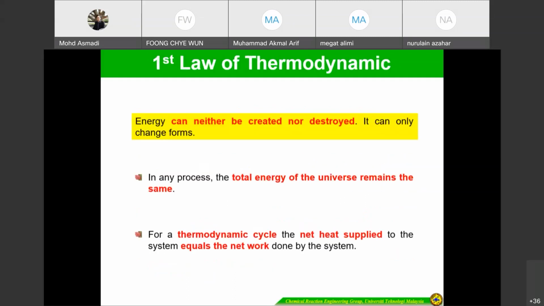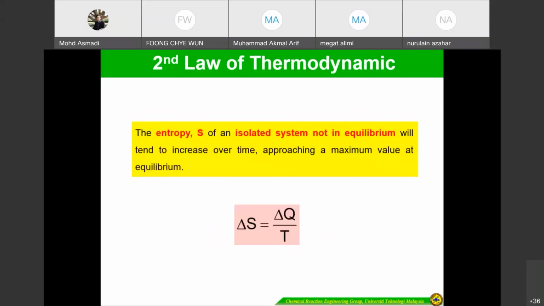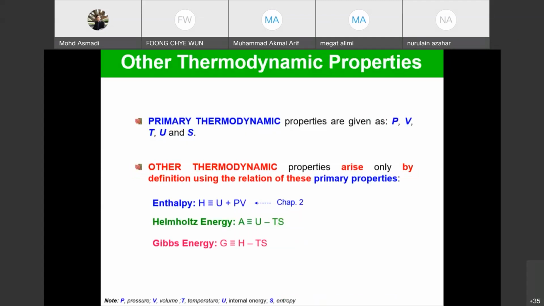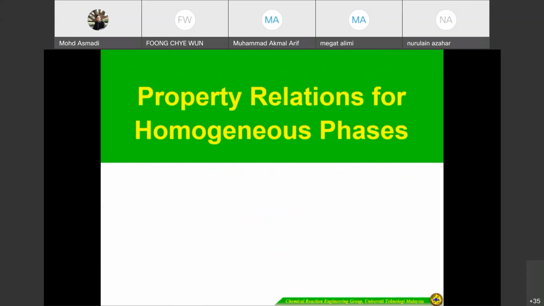For the first law, I think all of you already know energy cannot be created or destroyed. You have to remember that. And this one is entropy, delta S equals delta Q divided by T. An isolated system not in equilibrium will tend to increase in entropy over time, approaching a maximum value at equilibrium. So this is related with the Gibbs energy.